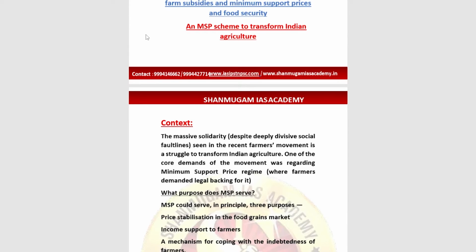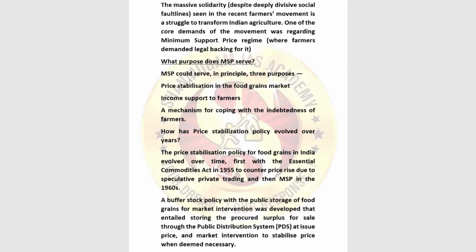So what is the context that we'll study here? The massive solidarity seen in the recent farmers' movement. We all know that the farmer movements happened at the Delhi border and the Sangrur border, a struggle to transform Indian agriculture. So what are the core demands? One of the core demands of the movement was regarding the minimum support price regime, where farmers demanded legal backing for it. So this is the major core demand of the farmer movement.